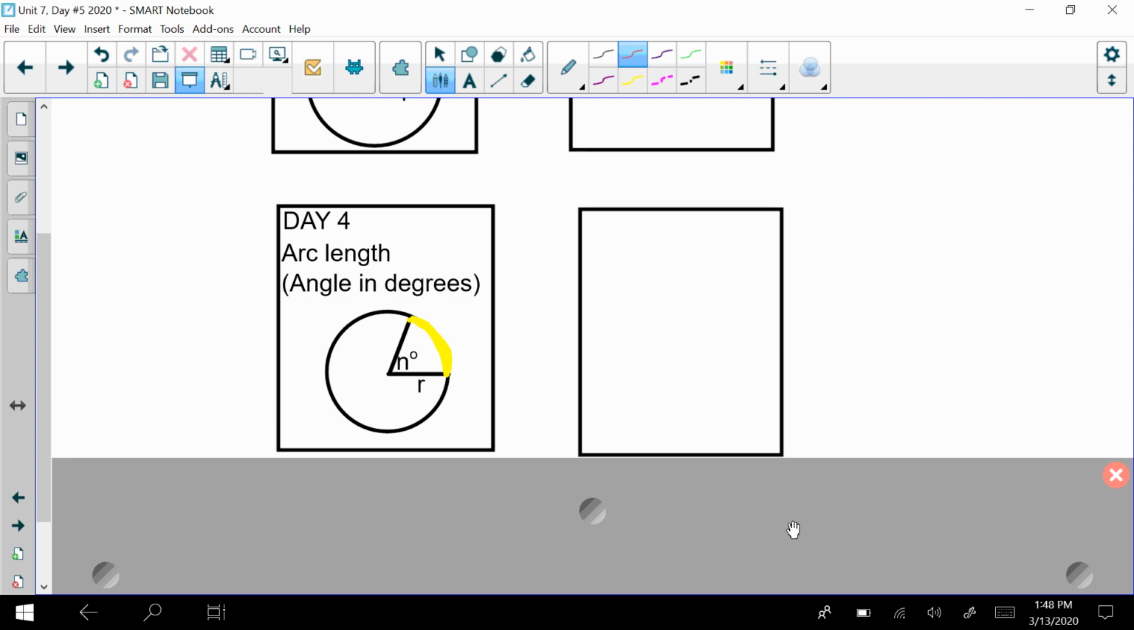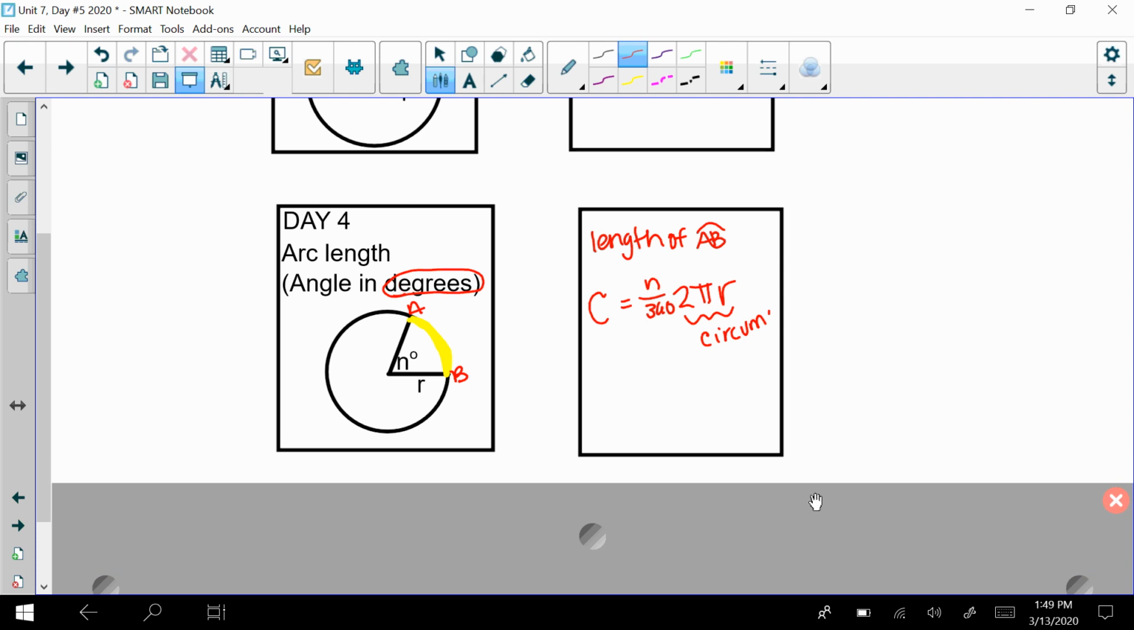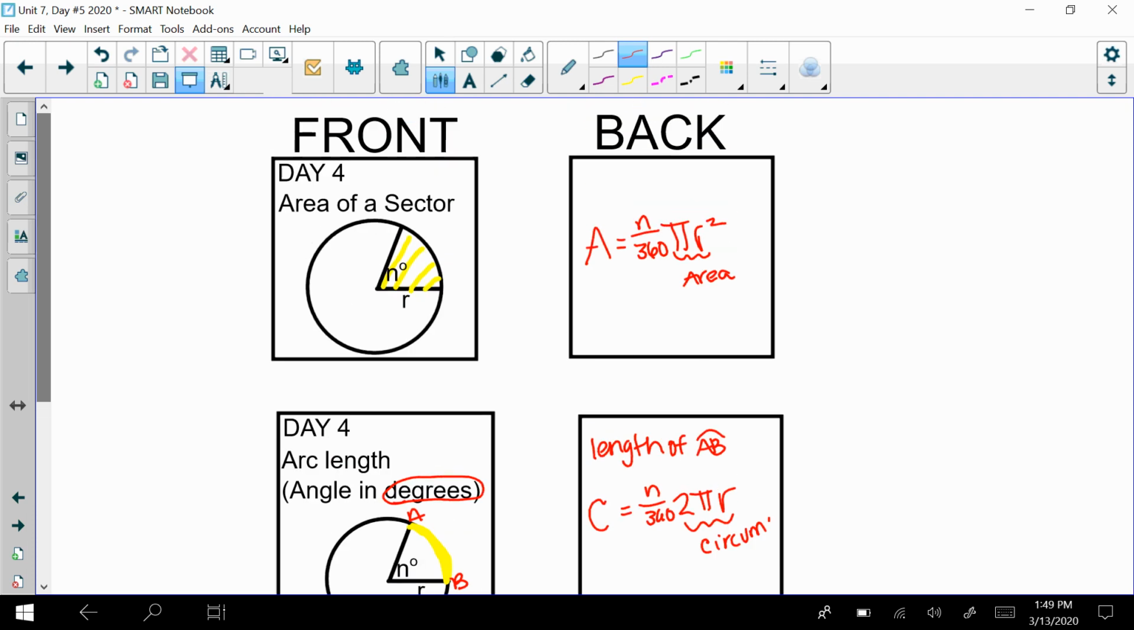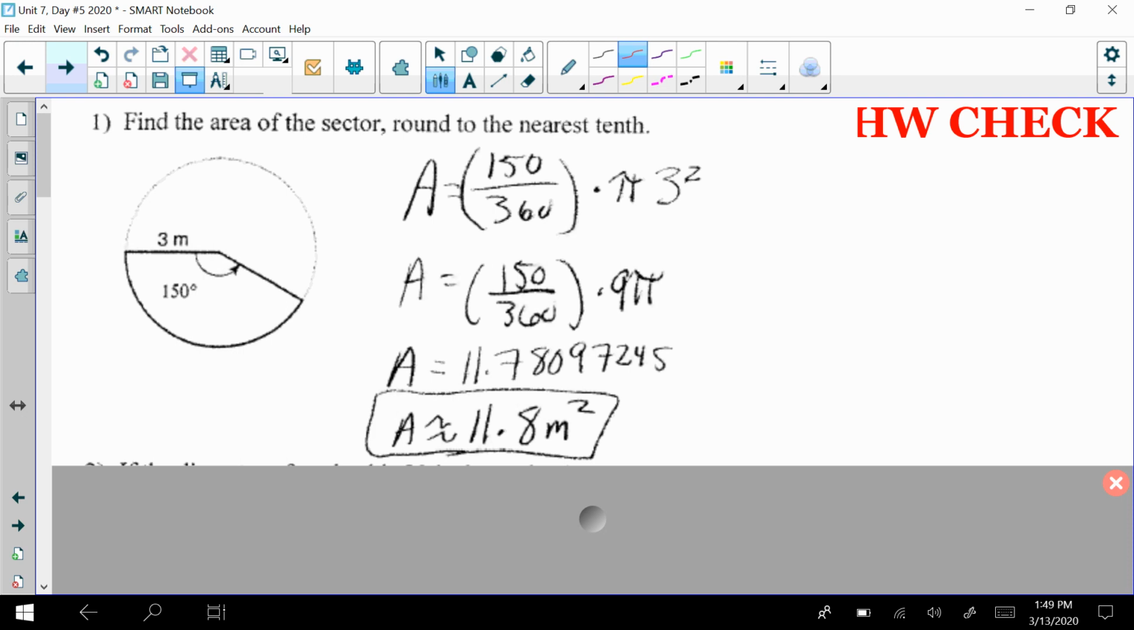And then if you have your arc length, as long as your angle is in degrees, which we're going to talk about more today, to find the length of that arc, you would do n over 360, whatever fraction you want, and then you'd be using the circumference formula, times 2 pi r. And this would, of course, give you the length of that arc AB. And that's just a fraction of your circumference formula. Okay, so those are the day 4 flashcards. Let's get going on day 5.